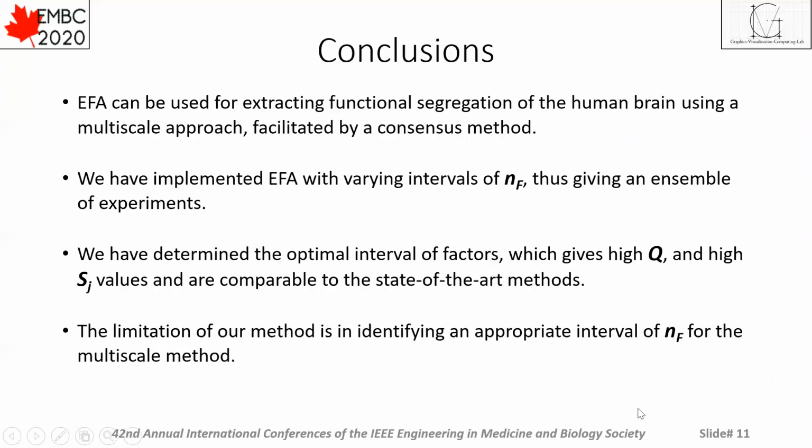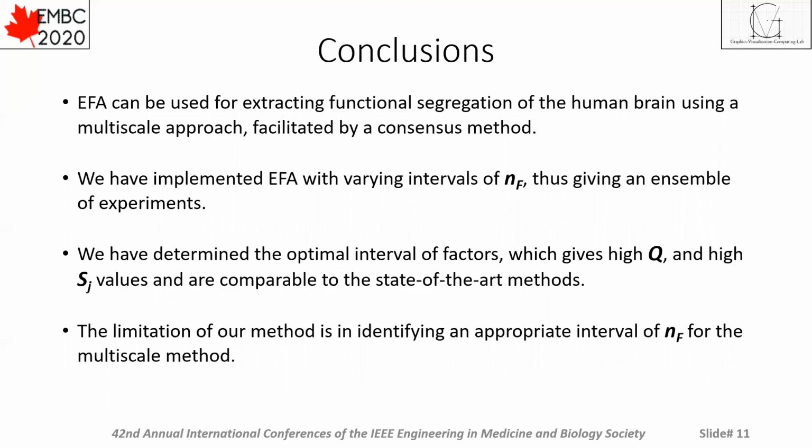We conclude that EFA can be used for extracting functional segregation of the human brain using a multiscale approach facilitated by a consensus method. We have implemented EFA with varying intervals of NF, thus giving an ensemble of experiments. We have determined the optimal interval of factors which gives high Q and high Jaccard similarity values and is comparable to the state-of-the-art methods. The limitation of our method is in identifying an appropriate interval for NF for the multiscale method. The overdependence of multiscale EFA on the empirical values of NF affects the results.